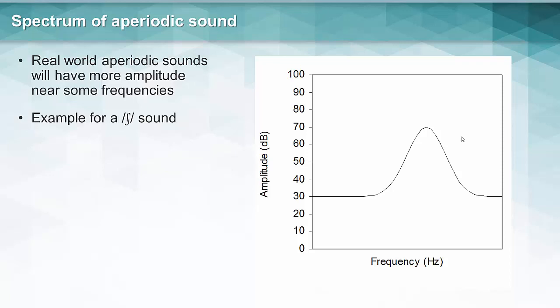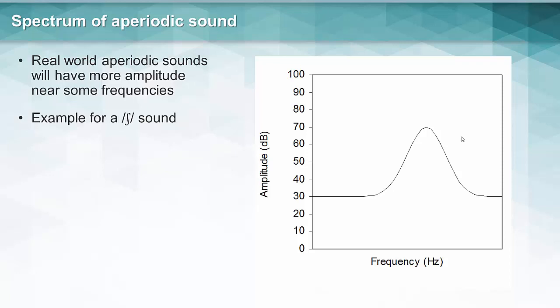Here's a spectrum representation of an aperiodic sound. This is not a line or comb spectrum because there's amplitude at every frequency, not just a few components. This is true of all aperiodic sounds. It's a little counterintuitive, but if the sound is not periodic, it's not because it has no frequencies, but because it has all the frequencies all mixed together.